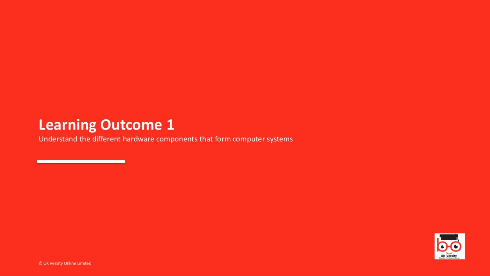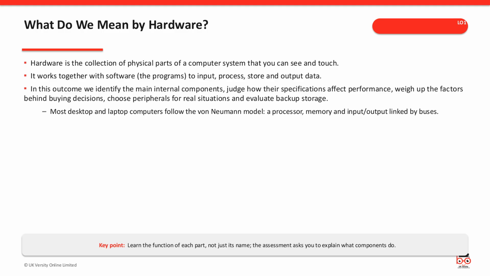Welcome to Computer Science. In this first learning outcome, we get to grips with hardware, the physical parts of a computer you can actually see and touch. And we look at how those parts shape what a machine can do and how you would pick the right one. So, what do we actually mean by hardware?